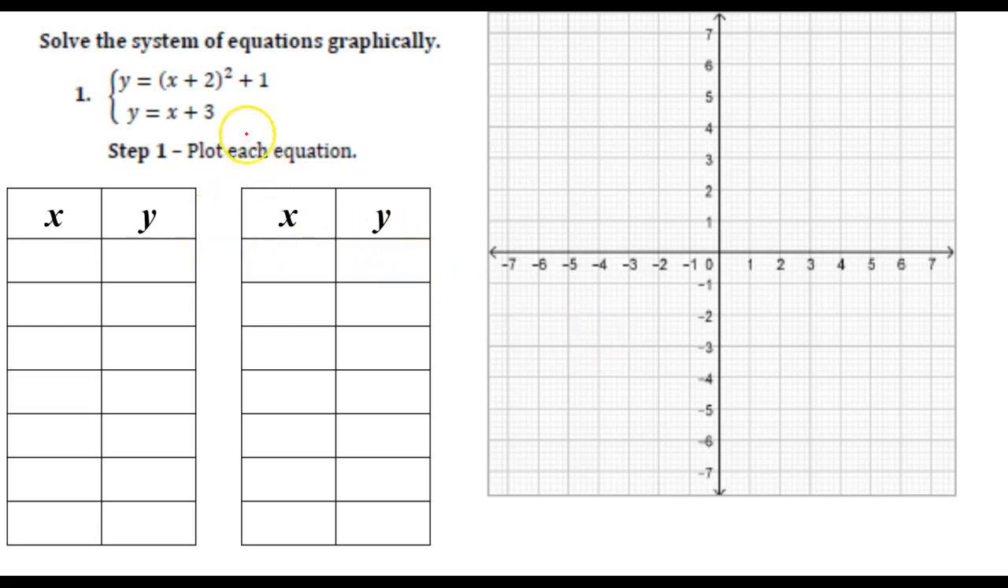Alright, so now we're going to create our table of values. The way we did this in class is we can use a graphing calculator, or we can use Desmos. On the next video, we'll go over how to use Desmos to create a table of values.